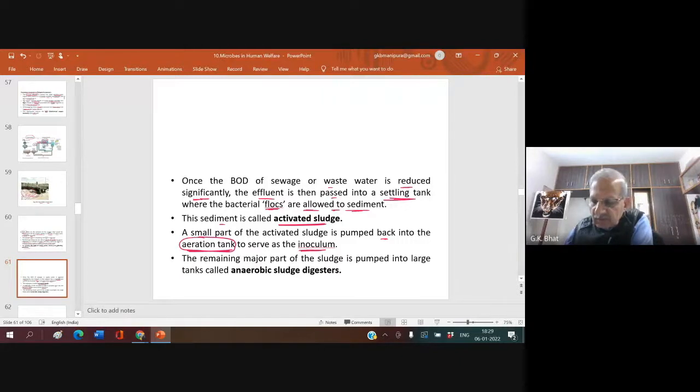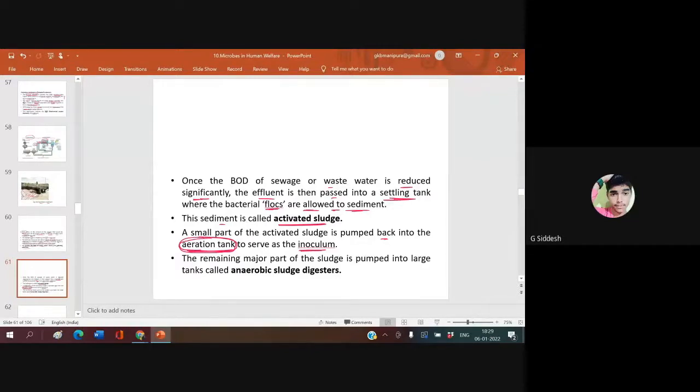What is this aeration tank? Siddesh, what is this aeration tank? What is happening in the aeration tank?